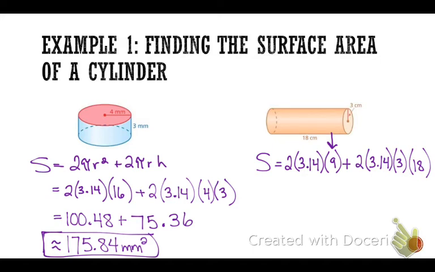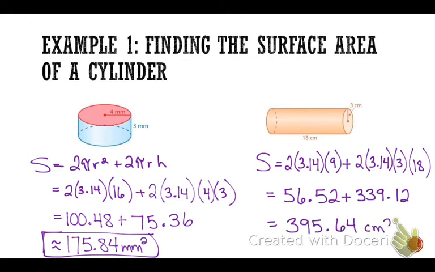Hannah? 3 is very good. We recognize that we have to square the radius, right? That's in my formula. Okay, so when I plugged in 9, I was doing 3 squared. All right, very good. So now when I multiply everything and I add them together, I got 395.64 centimeters squared. Got it? All right, so I saw most of you had that answer, so great job.